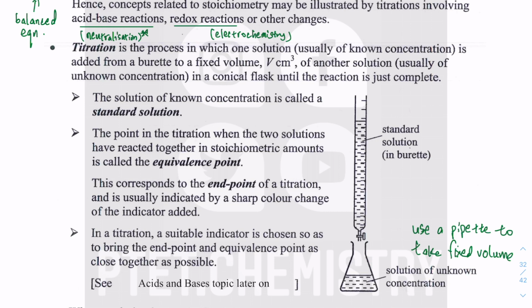So you have something called a standard solution. A standard solution means you know the concentration, okay?